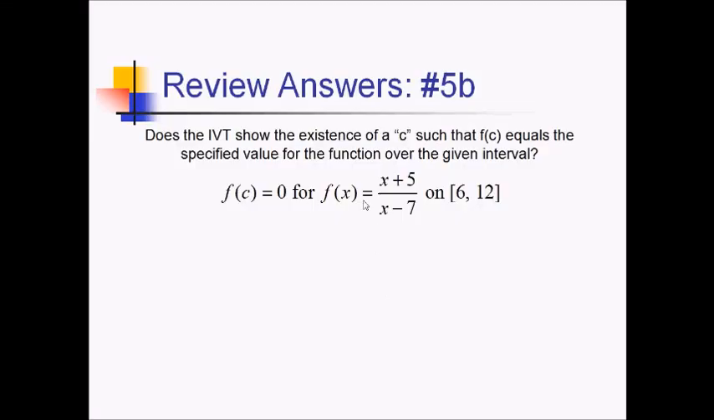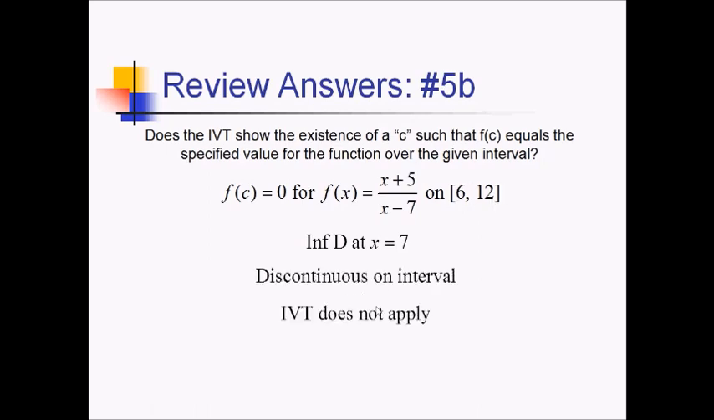For this next problem, we're trying to see if the IVT shows the existence of a c such that f of c equals 0 for this function on this interval. Now, with IVT, we have to ensure that the function is continuous on the interval in question. That way, we're guaranteed to run through all the y values from beginning to end. For this one, we notice that we have an infinite discontinuity at x equals 7. Since we have a discontinuity that's actually inside this interval from 6 to 12, that means that the IVT does not apply, and we can't go any further with this problem.